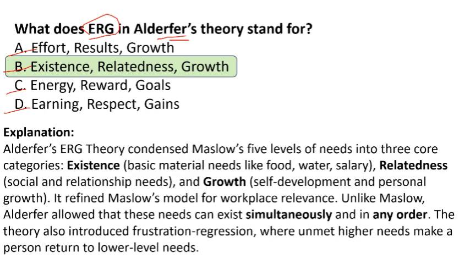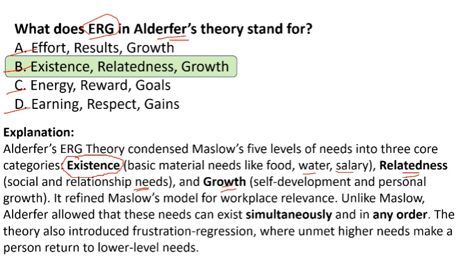Alderfer's theory condensed Maslow's five levels of needs into three core categories. One is existence: basic material needs like food, water, salary. Relatedness: social and relationship needs. And growth: self-development and personal growth. Clear? So these are the ERG of Alderfer's theory.